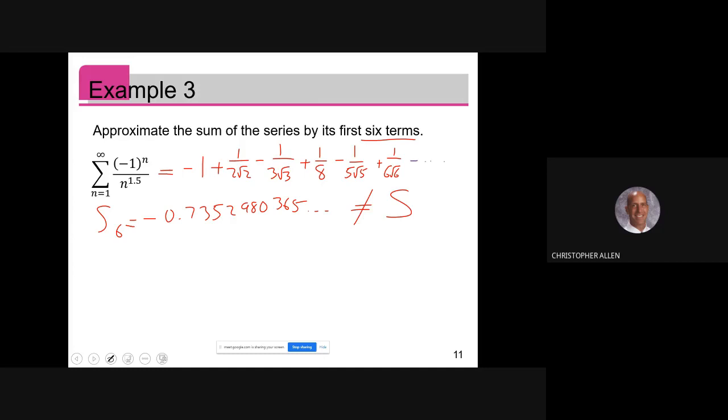The next thing I want to ask you is, what is a sub 7? Notice I said a, not S. How would you find a sub 7? Just plug in 7 right there. By the way, is it going to be positive or negative? I think it's going to be negative, isn't it?